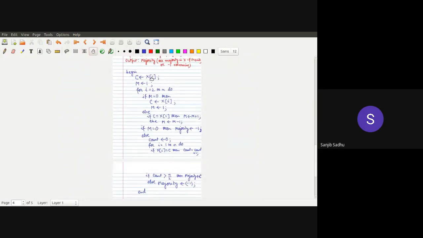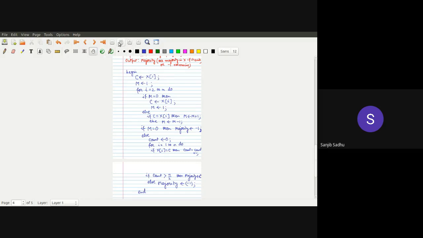C equal to x1, and multiplicity value m is 1. For i equal to 2 to n, if m is 0, as I told, then C will start from that next element xi. That will be the new candidate, and the multiplicity value will be 1. Clear? Otherwise, what should I do? I should compare the candidate key with xi. If they are the same, then the multiplicity value will increase by 1. If they are different, then the multiplicity value will be reduced by 1. Fine. And I will go like this.